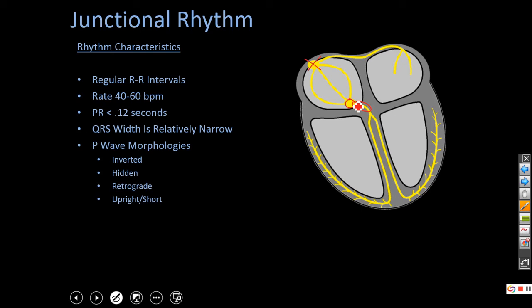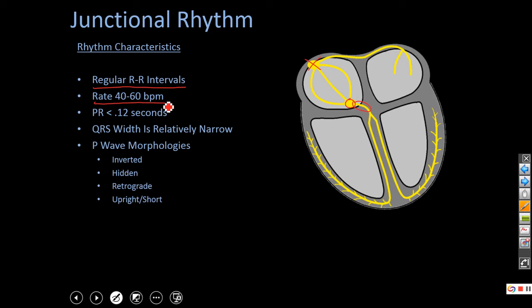So what's the big difference between sinus rhythm and junctional rhythm? Well, both rhythms are expected to be regular, so regular R-R intervals. However, the AV node paces slower than the SA node. So it's expected to pace between 40 to 60 beats per minute.